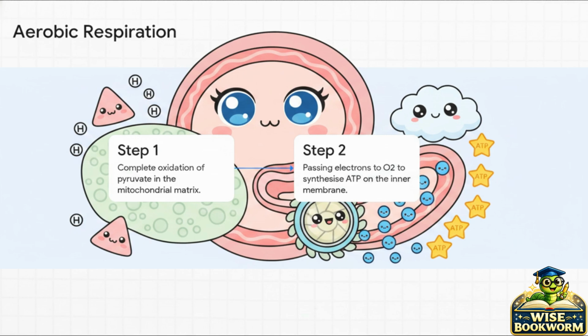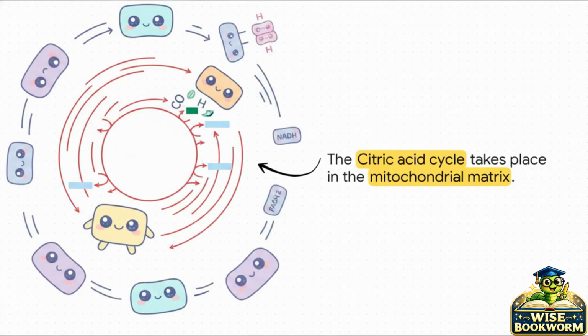Now, so we don't get totally lost inside this massive mitochondrial factory, let's clearly signpost the two massive events coming up. Event number 1, the complete oxidation of pyruvate by systematically removing its hydrogen atoms. This happens deep inside the fluid of the mitochondrial matrix. Event number 2, taking the electrons from those stripped hydrogen atoms and passing them over to oxygen to synthesize a massive amount of ATP. That second part takes place right on the inner mitochondrial membrane. And this brilliantly illustrates exactly how that happens.